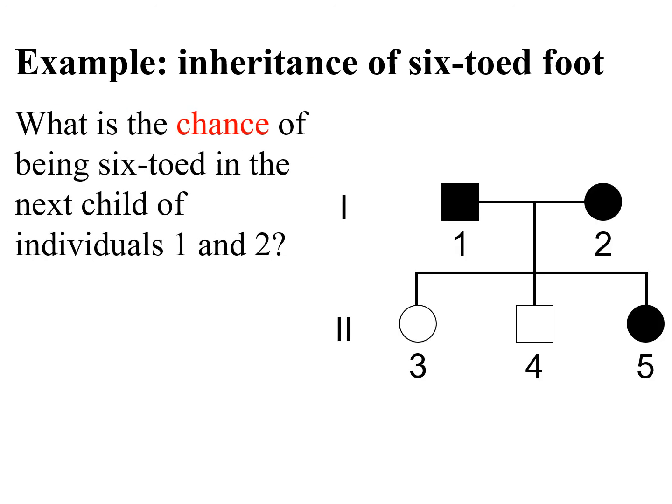Since we know that both individual 1 and 2 are heterozygotes, let's write down the genotype first. They are heterozygotes. One big letter F and small letter f, while for 2, same. One big letter F, small letter f allele. And now, given the idea that both of them are heterozygous, can you get the chance or the percentage of having a six-toed child for individual 1 and 2 in the next pregnancy?